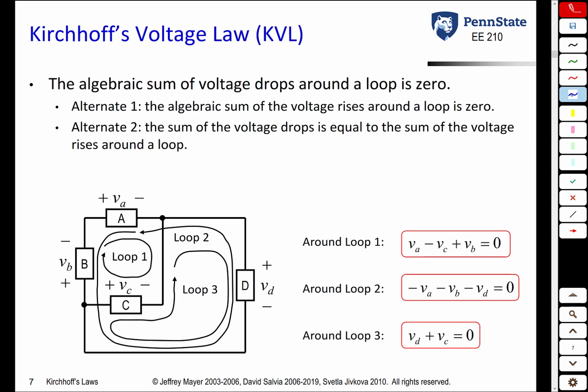So the first of Kirchhoff's two circuit laws is Kirchhoff's voltage law, which we will abbreviate KVL. Kirchhoff's voltage law specifically says that the algebraic sum of the voltage drops around a loop is 0. In other words, what we're saying is if you start at any point in a circuit and travel through any loop in the circuit back to that starting point, and you sum up the voltage drops as you go through the different elements, by the time you're back to the starting point, your net sum is 0.